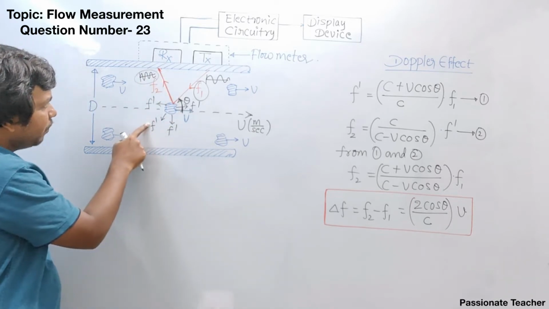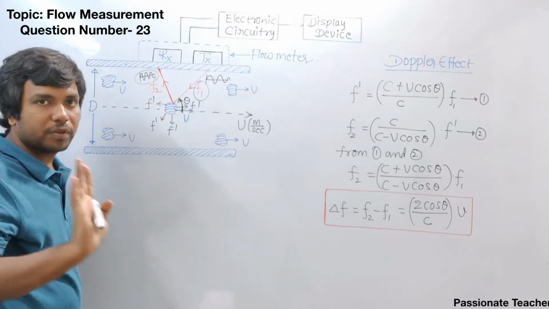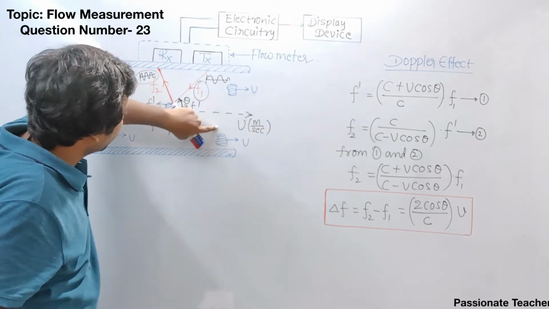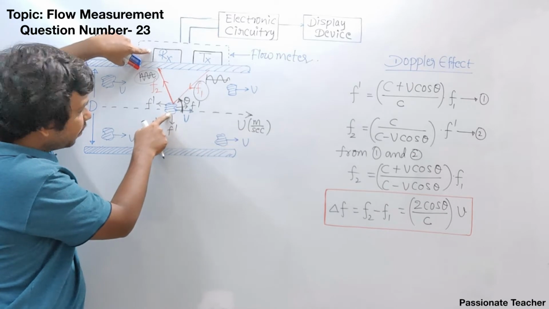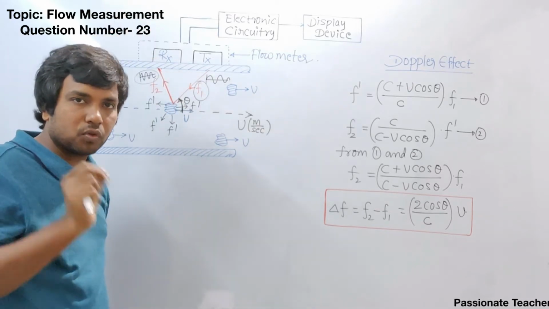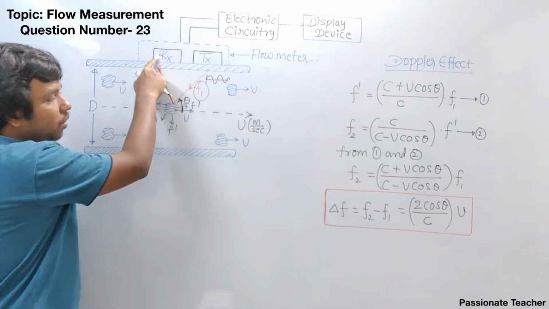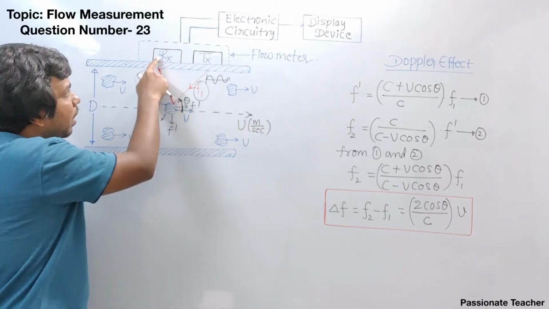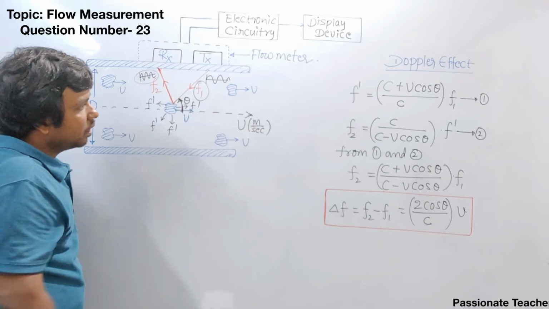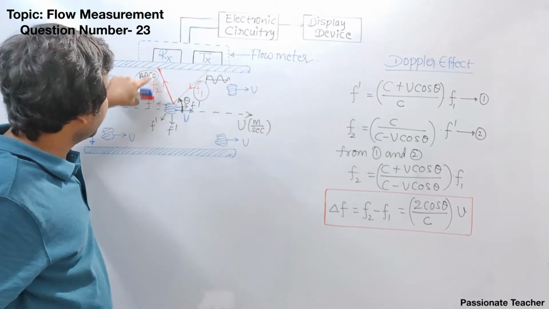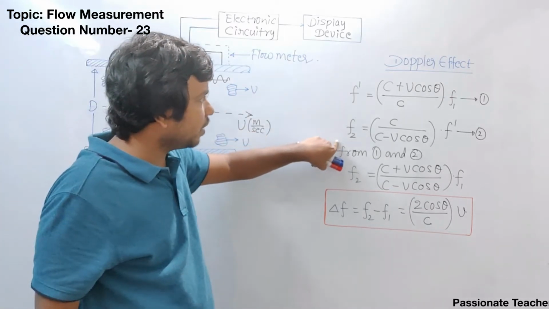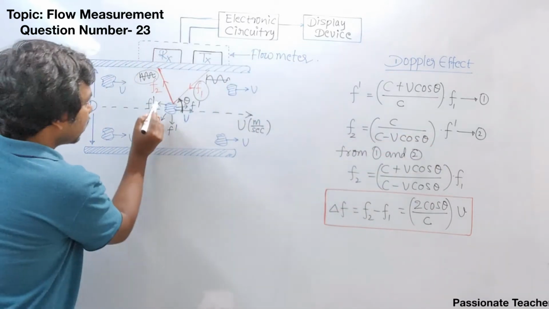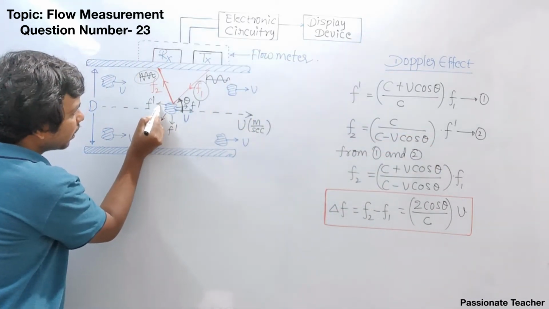That means F' and F2 will not be the same again. In this particular case, now the source is moving, because in the second case the suspended particle will be called a source and this is going to be called the observer. So the source is moving in the second case and the observer is fixed. In that case, we can write the frequency received by the observer as C by (C minus V cos theta) into the source frequency in the second case, that is F2.